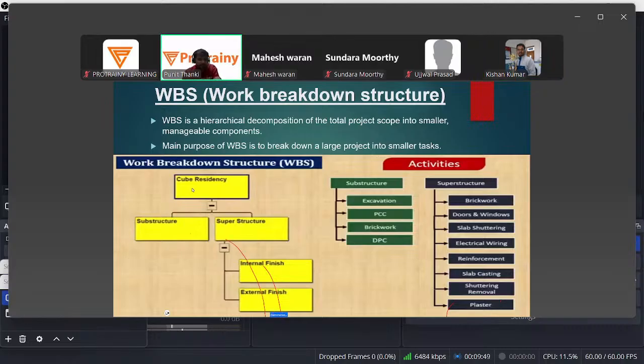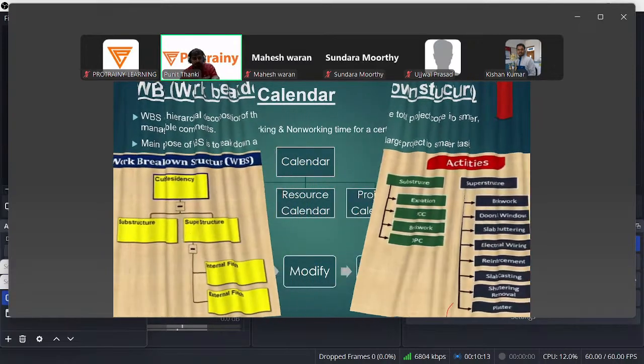For example, a cube residency. I want to make a residency, then I have to first do the substructure, superstructure, internal finish, external finish. I have to break the entire project into smaller manageable components which I can manage in terms of resources, in terms of cost, in terms of manpower. I can use my resources in such a way that I can manage all these things. This is work breakdown structure.